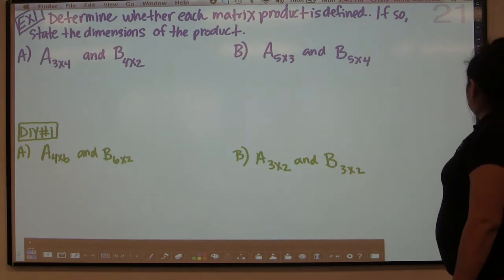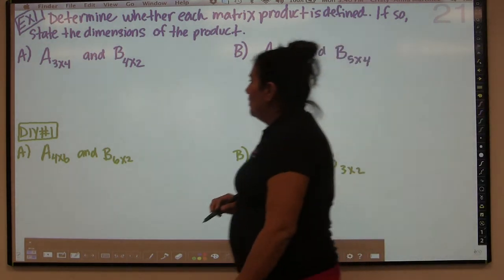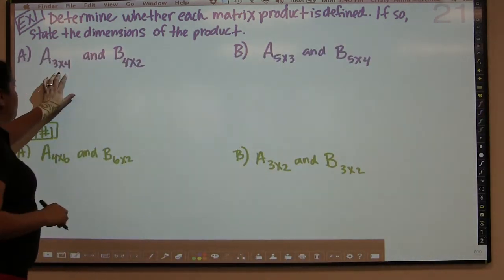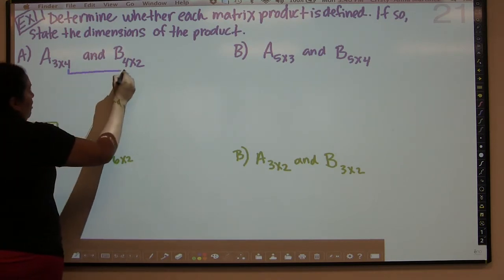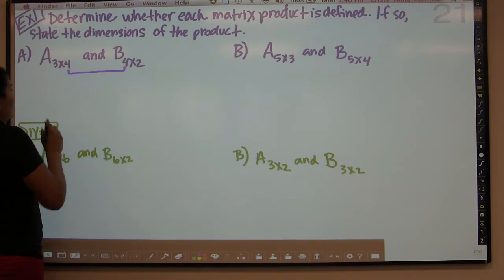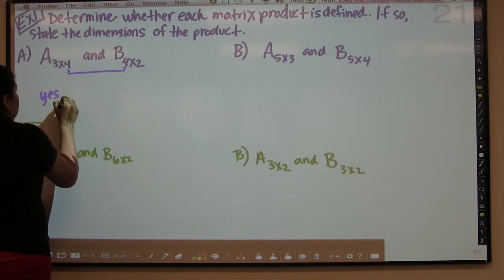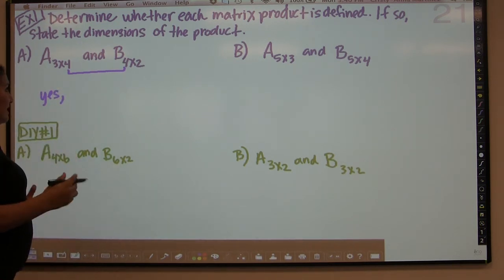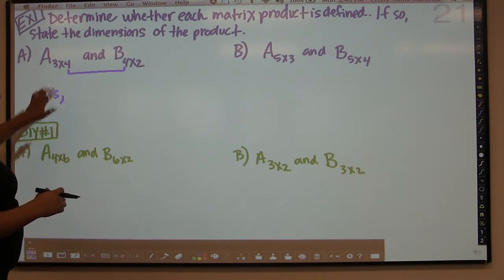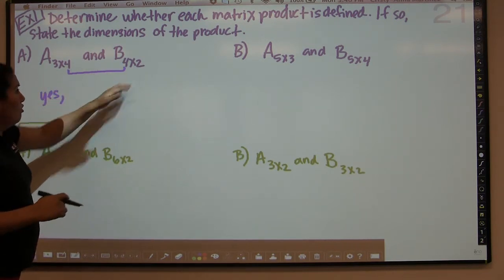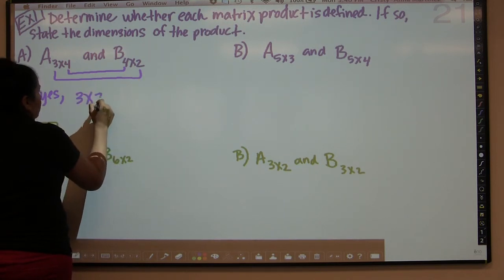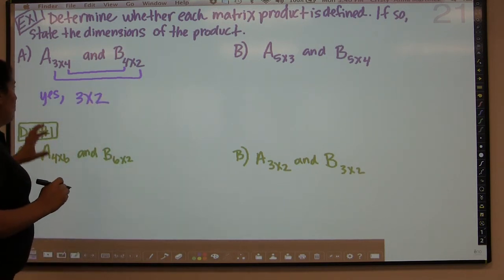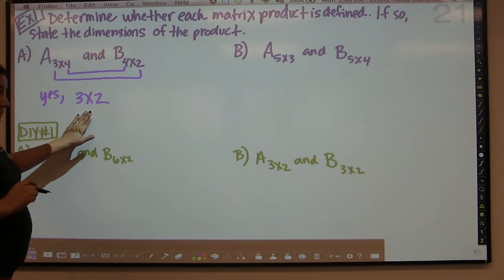So here in example A, we have a 3 by 4, those are the dimensions of A, and a 4 by 2. Since I can see here that the inner dimensions are both 4, this is definitely defined. The resulting matrix wouldn't be a 3 by 4, it wouldn't be a 4 by 2, it would be a 3 by 2. So the resulting matrix, if I were to multiply A and B together, would be a 3 by 2.